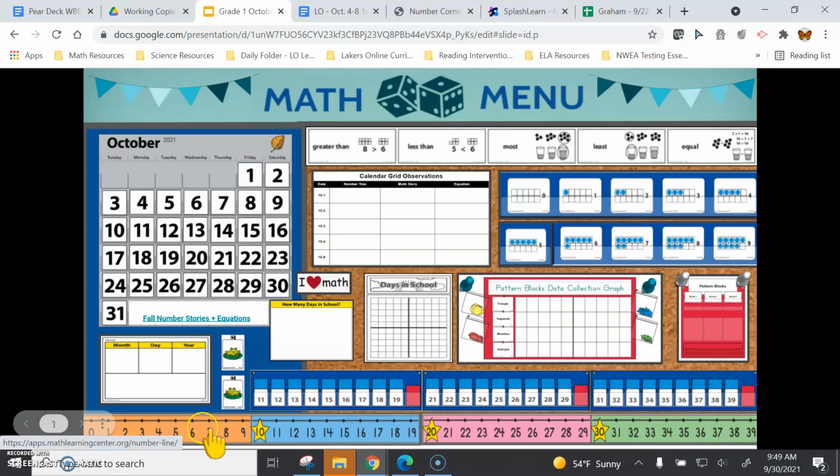Let's start. 5, 10, 15, 20, 25, 30, 35. Amazing, All-Stars. I knew you can do it.